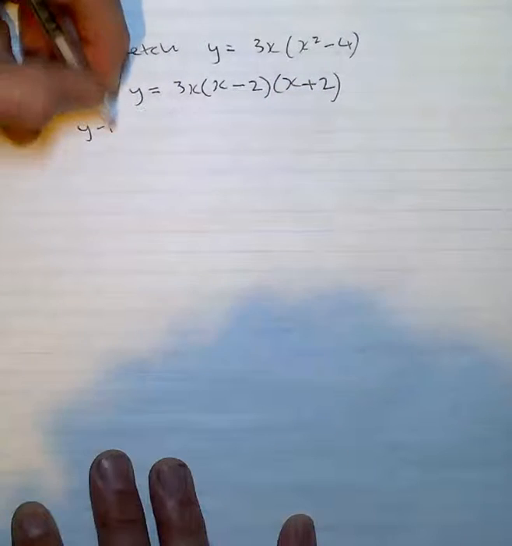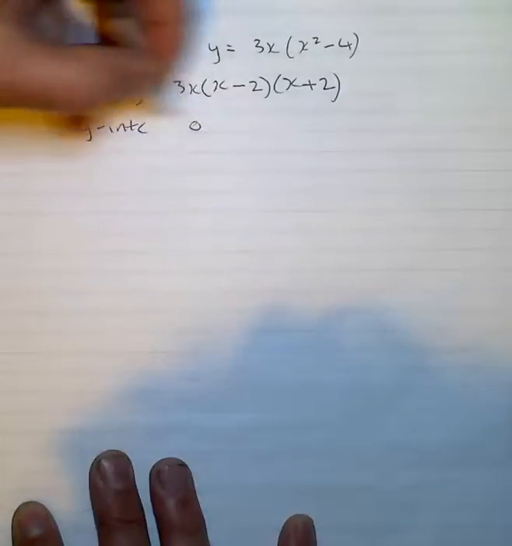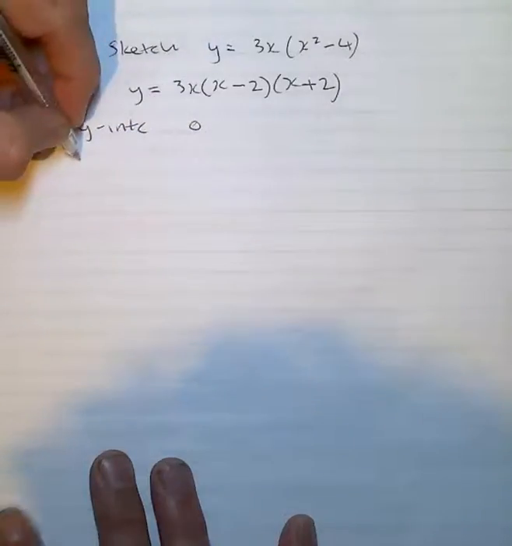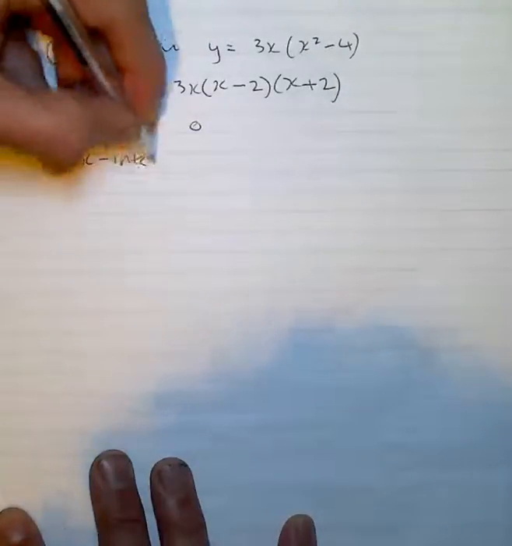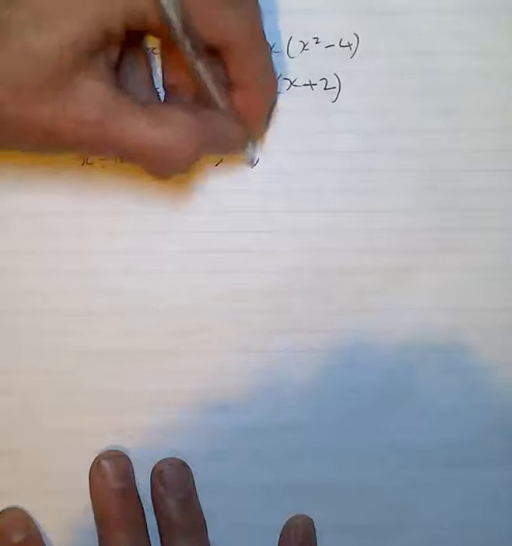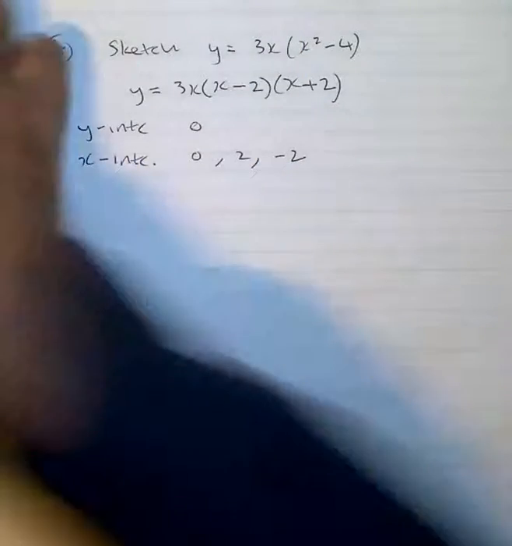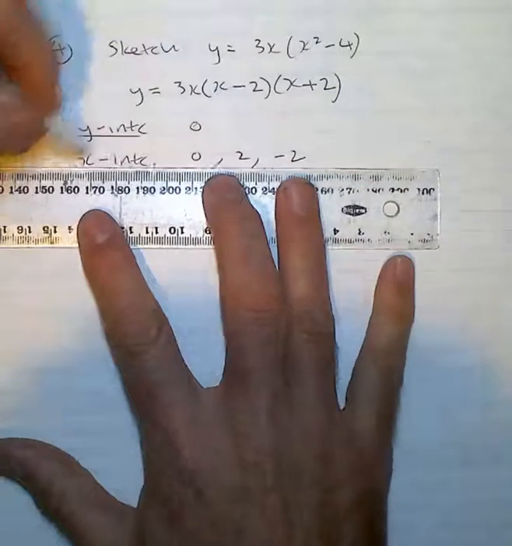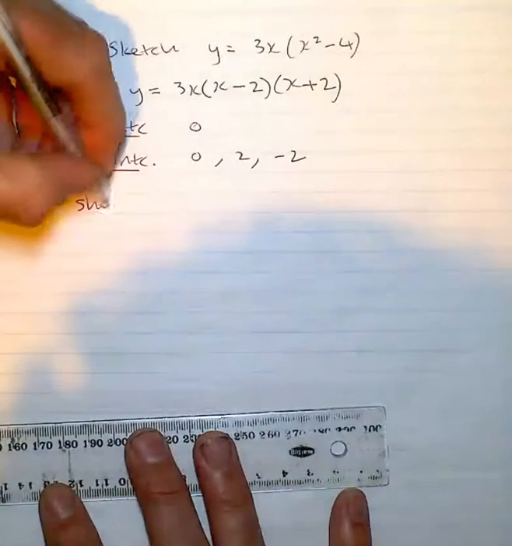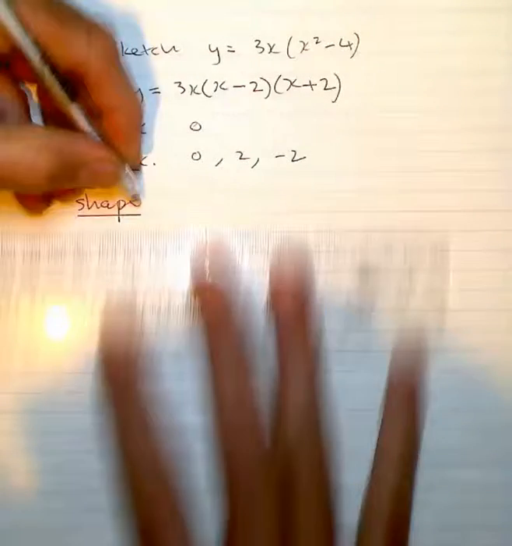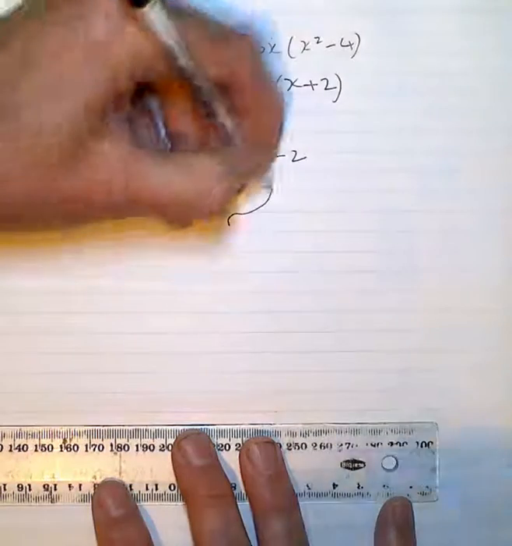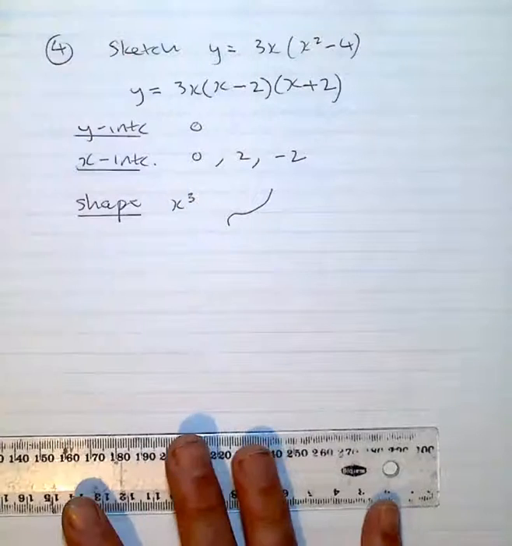The y-intercept is going to be 0 at the origin. The x-intercepts, you can see there's 3: 0, 2, -2. And what I always like doing is just to give myself a little reminder of the shape. One of the order of x cubed is going to be looking uphill like that.